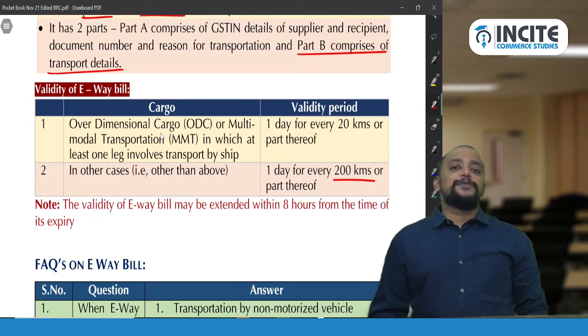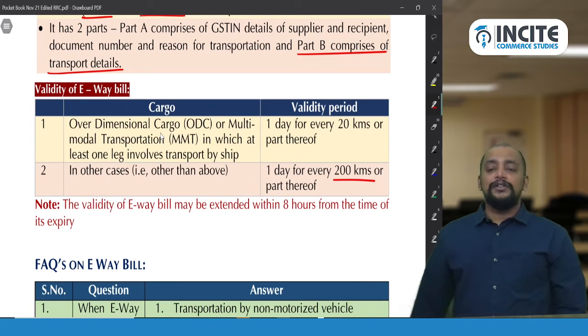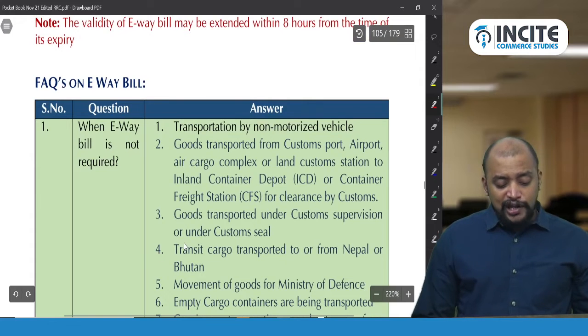So which means the expiry will always be at the midnight. So by 8 a.m. the next day, the validity needs to be renewed. Okay. Then some FAQs in this regard.